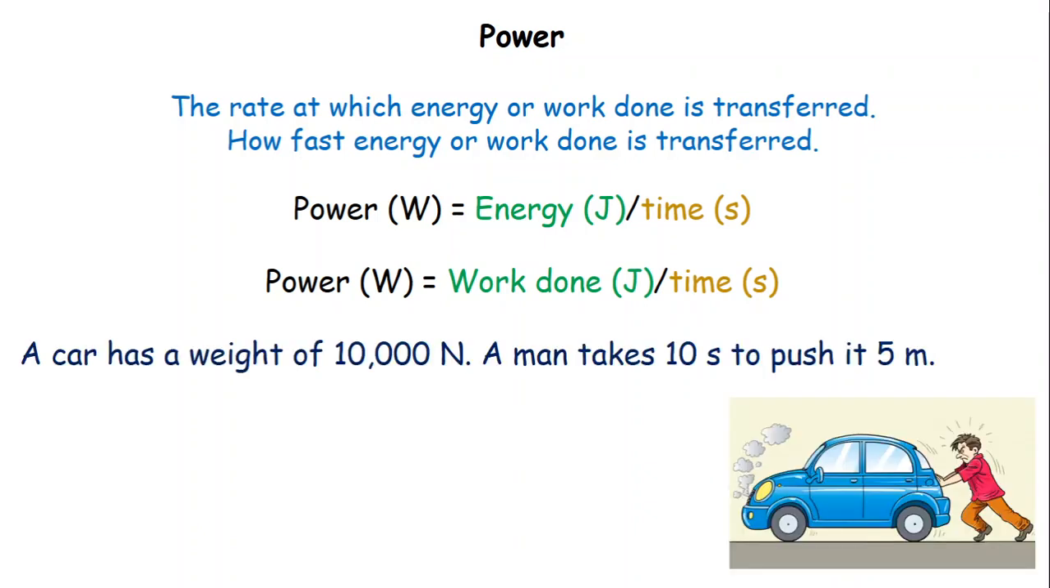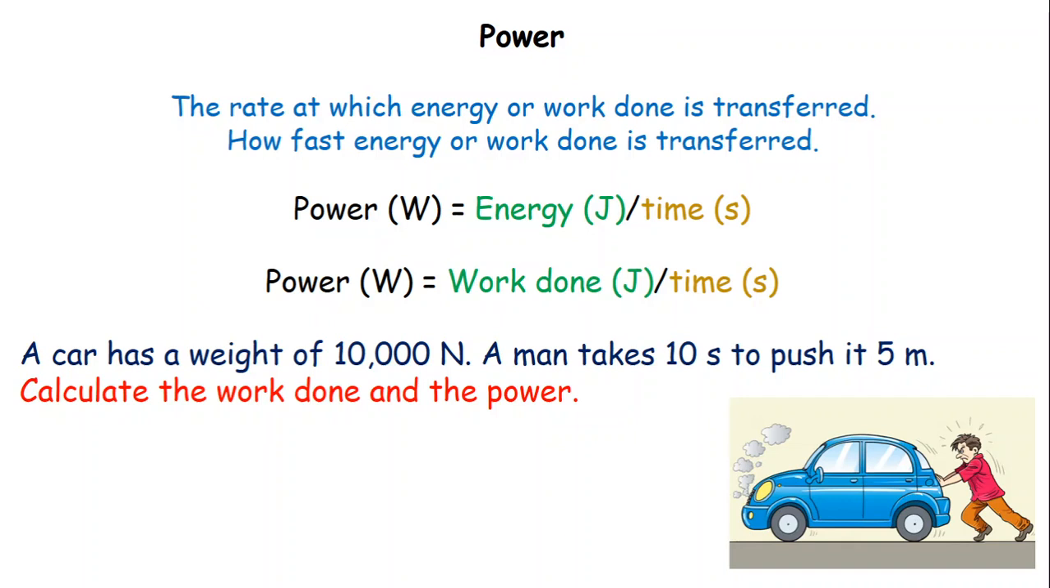Again, we're going to look at an example. A car has a weight of 10,000 newtons. A man takes 10 seconds to push it 5 meters. Calculate the work done and the power. This is a very common question that you have to calculate both work done and power. And if we get a question like this, we always have to start with calculating work done first, because later we will need work done to calculate the power.